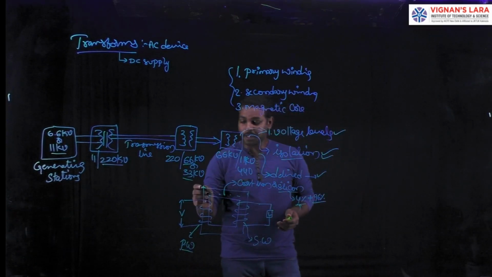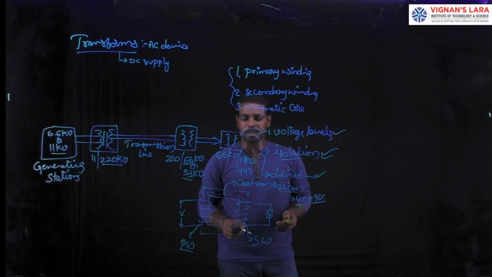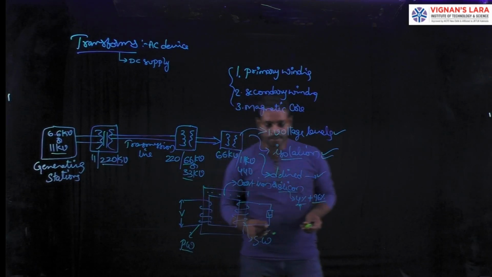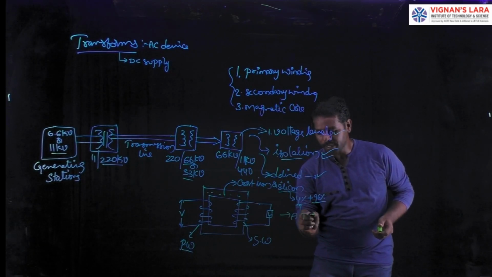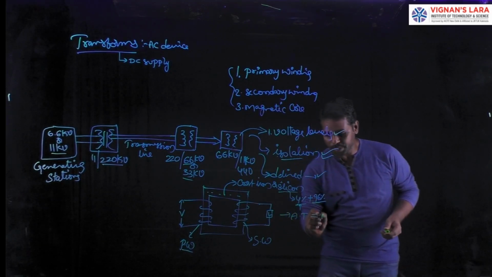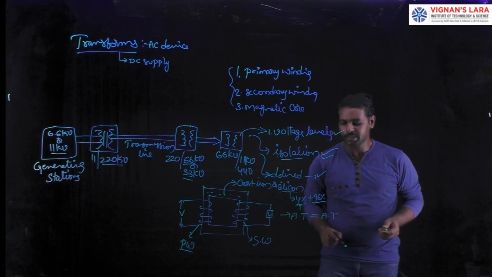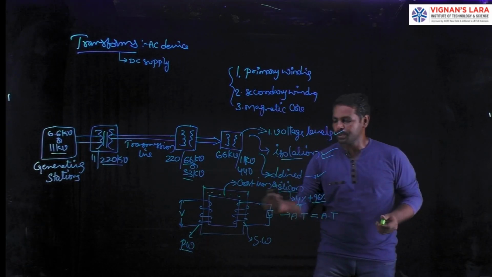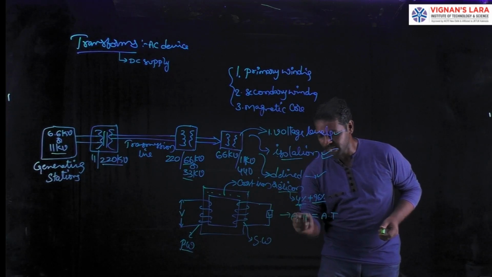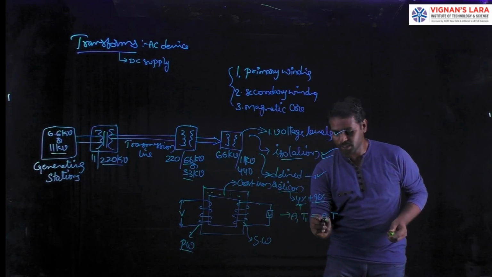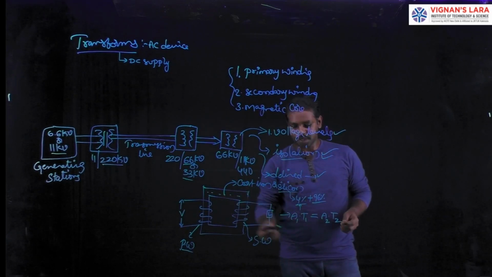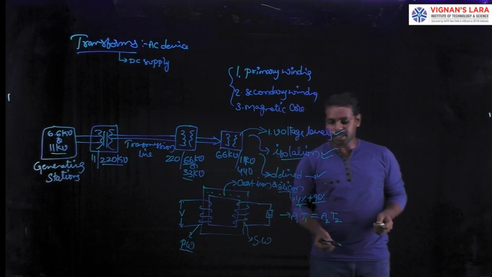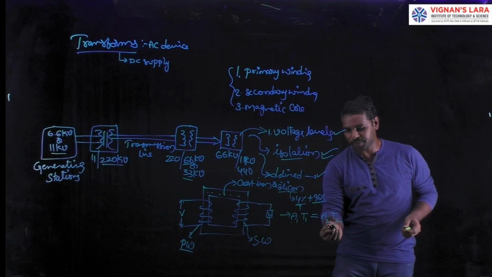So transformer design always depends on a special property, that is, ampere turns of the primary must be equal to ampere turns of the secondary. Primary we consider as 1, secondary as 2. So the statement or property of a transformer is that ampere turns of primary must be equal to ampere turns of secondary.